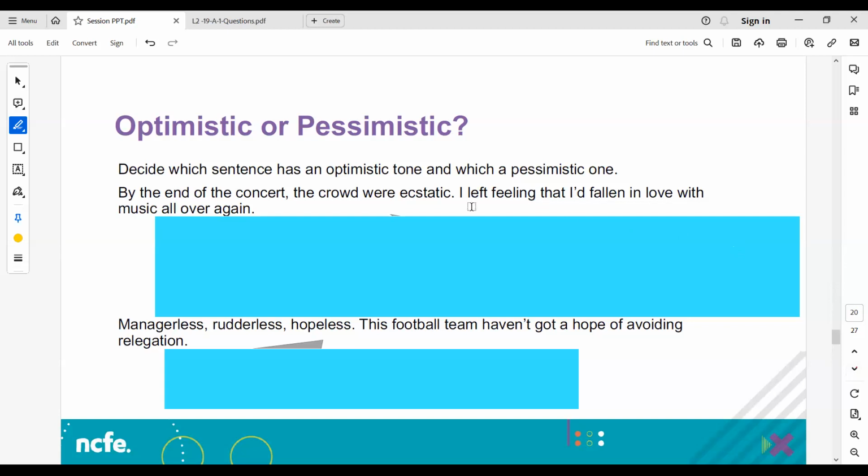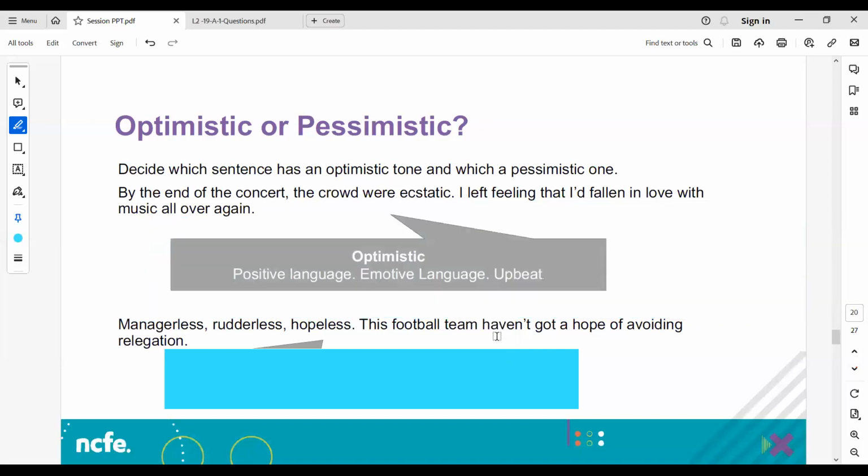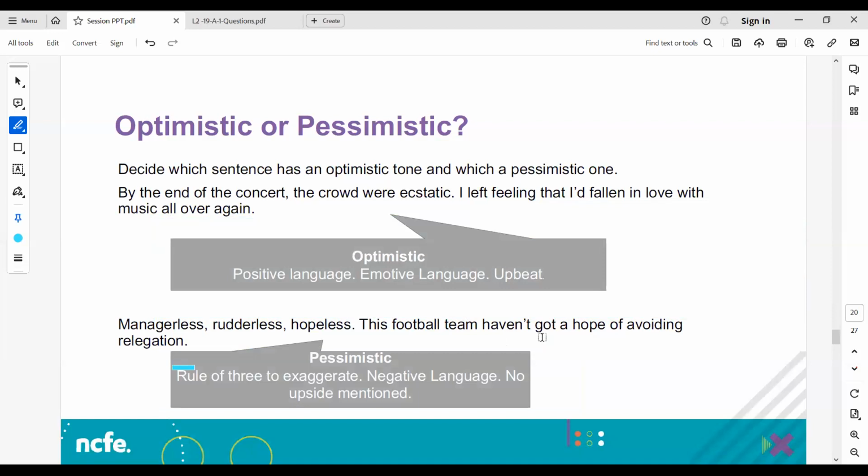The first one, optimistic. Good. Okay. So the first sentence or short paragraph is positive language. We've got emotive language, ecstatic, fallen in love with music. It's upbeat. Well done, which means the bottom one is pessimistic. They've got that exaggeration, but they're all negative words. And they haven't got a hope, and they haven't put any positives in at all.